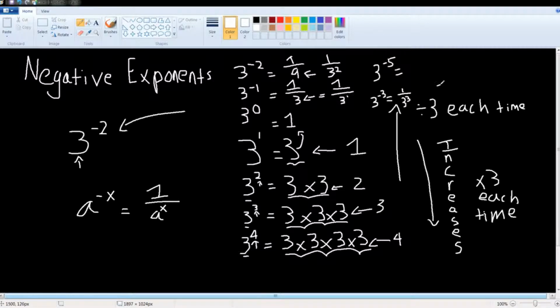What would 3 to the negative 4 be? Same idea. Whatever 3 to the negative 3 is, divided by 3 again. So we'll have 1 over 3 to the 4th.